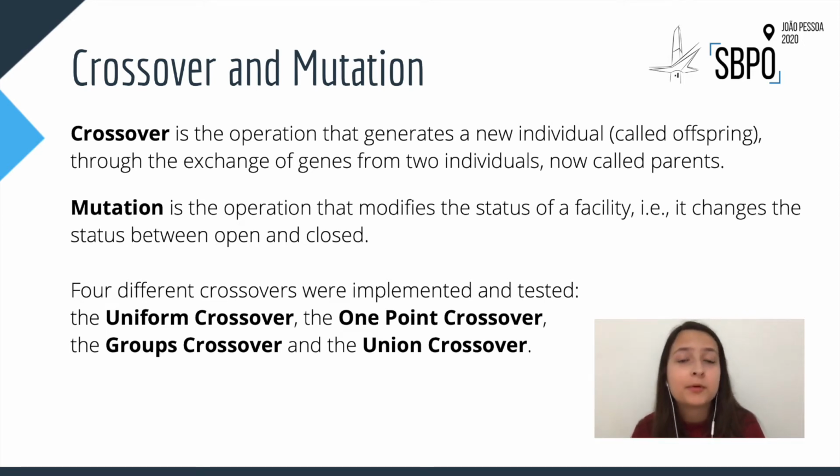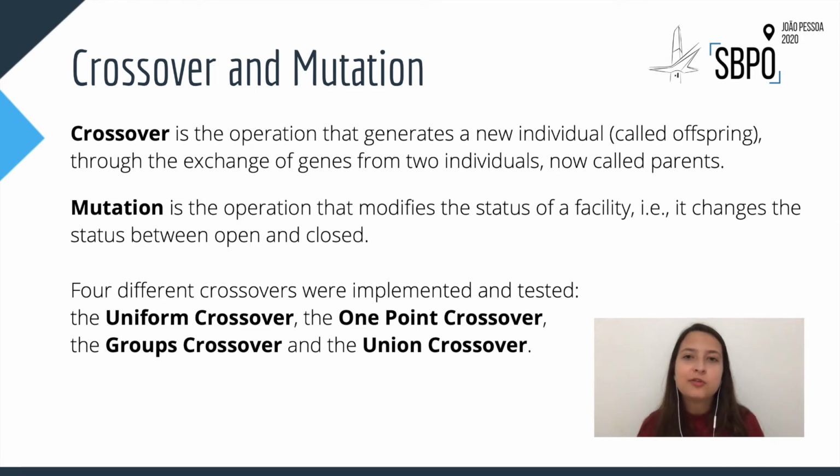So, the uniform crossover copies to the offspring what is the same in both parents and draws what is different, with a 50% chance of opening or not the facility. The one-point crossover draws uniformly at random a number n from 0 to the number of facilities, and then copies information from one parent on the first n facilities and the rest from the other parent.